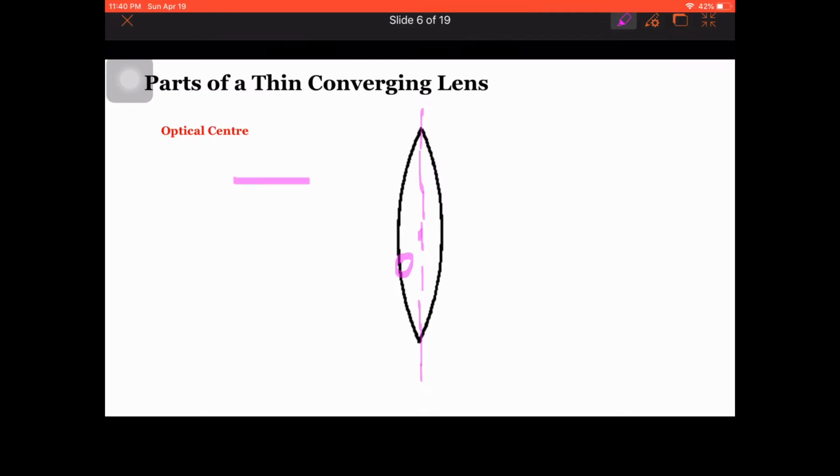So for example, we have this one, incident ray, and then it will touch the line going through the optical center. Here it will bend from there this way. So that's the optical center.